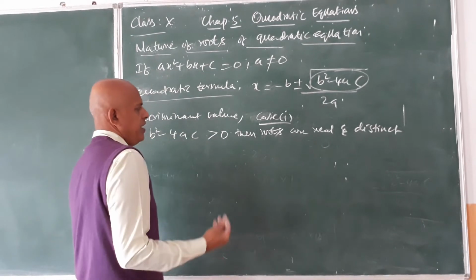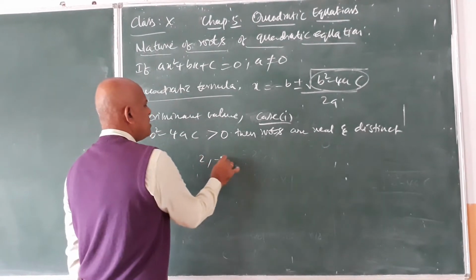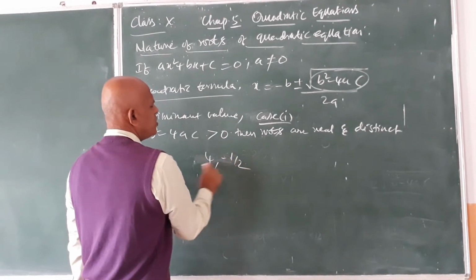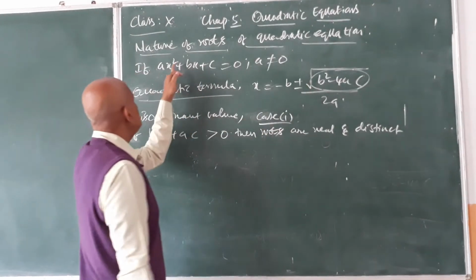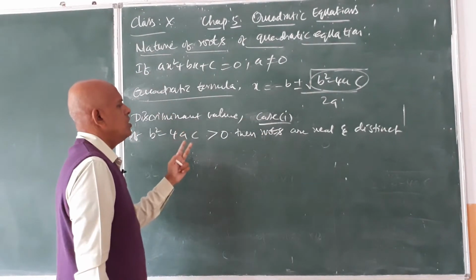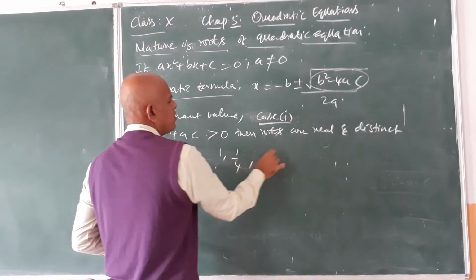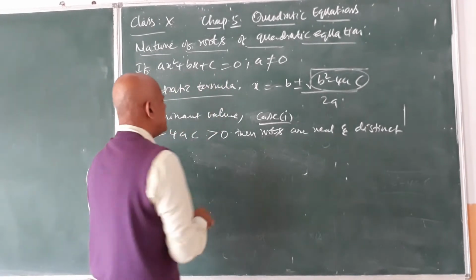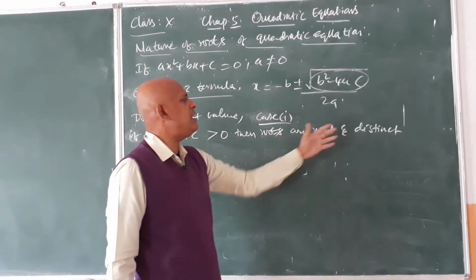Distinct means different. Real and distinct means different. For example, one root is 2 and another is minus root 3. One is 4 and the other is minus 1 by 2. Two distinct real roots, because the degree of this equation is 2, so we get 2 roots, and both roots may be different. One is 1 by 4, one is 6 and the other minus 1 by 3, like that. Two different roots exist here. So if b square minus 4ac is greater than 0, then roots are real and distinct.